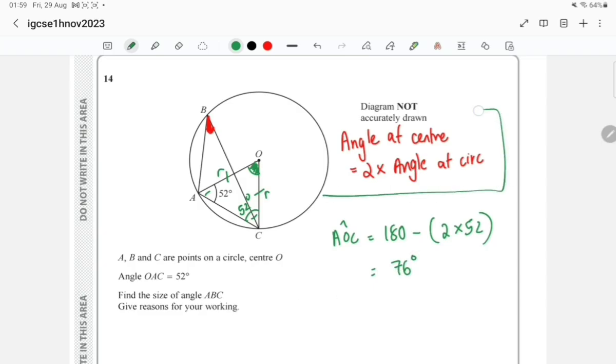Now using our theorem, which says that the angle at the center is 2 times the angle at the circumference, the angle at the circumference, which is ABC, would be half of AOC, which is half of 76, which is 38 degrees.